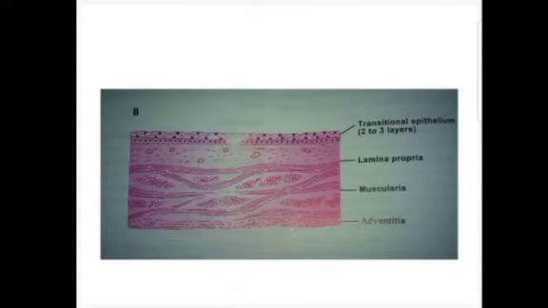Now this is the diagram which is showing you the transitional epithelium, 2 to 3 layers of cells, and then underneath is the lamina propria. This is the mucosa, then is the muscularis, and then is the adventitia. In the urinary bladder and the ureter, there are only 3 layers.